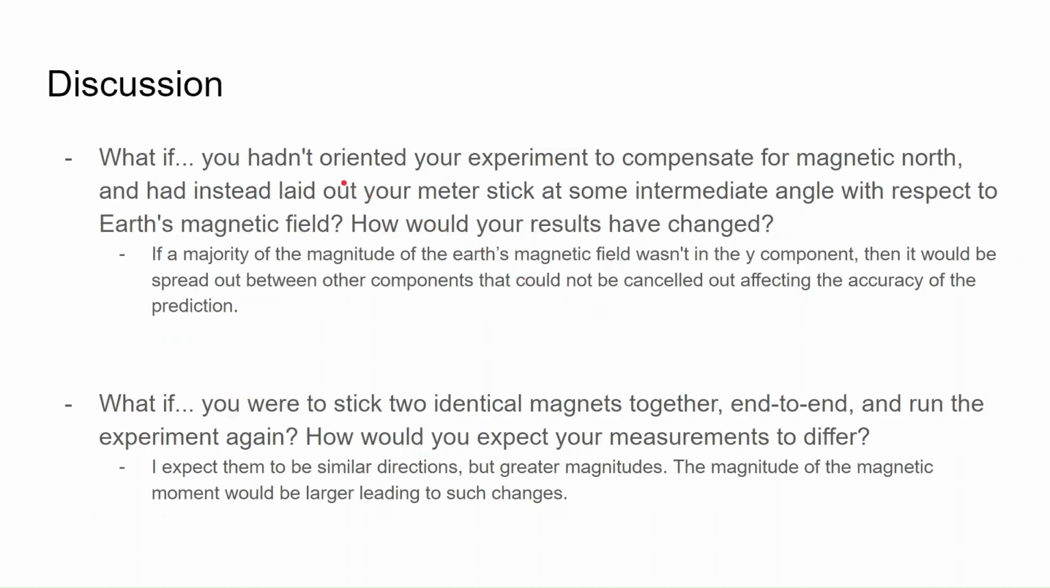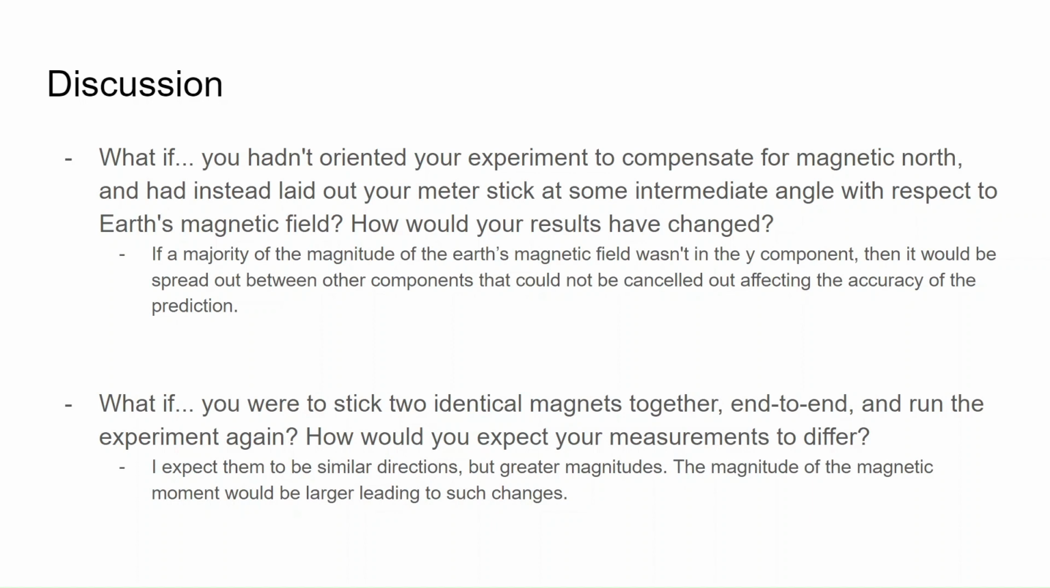All right, discussion. First discussion question: if we hadn't oriented our experiment to compensate for north, then if a majority of the Earth's magnetic field wasn't in the y component, it would be spread out between the other components and would not be canceled out, affecting the accuracy of this prediction, basically affecting the accuracy of our measured mu.